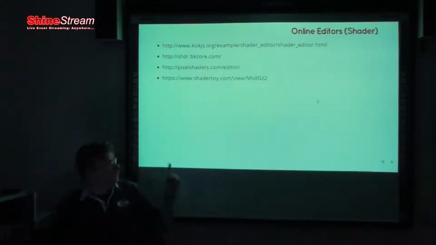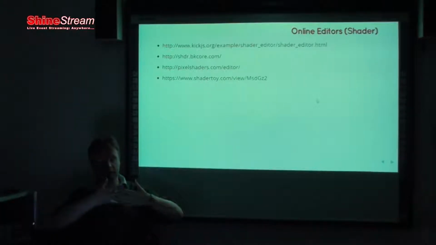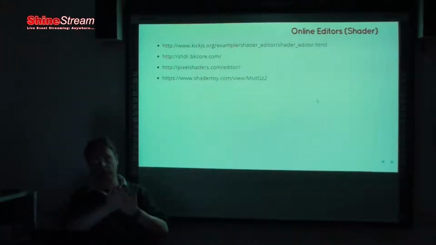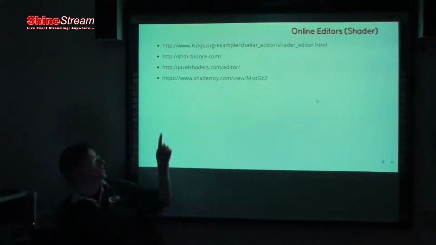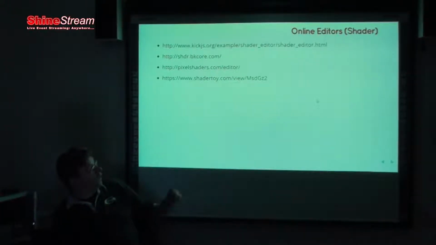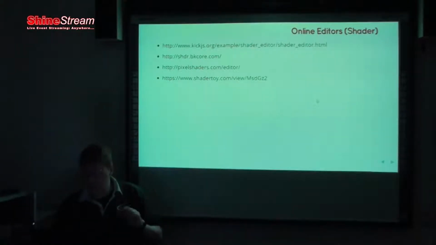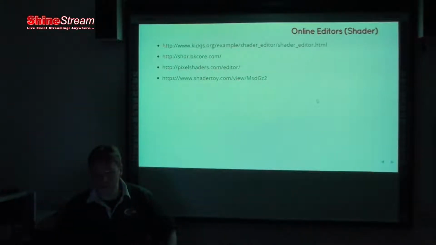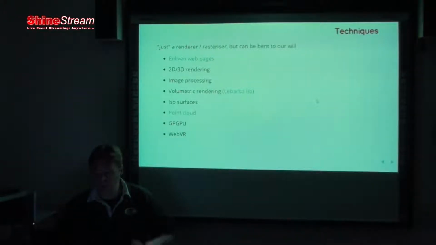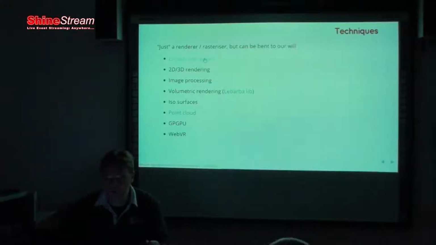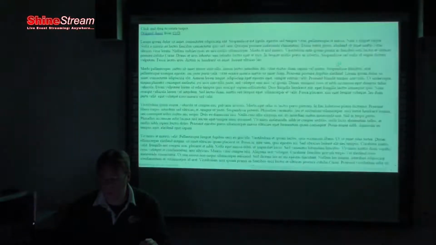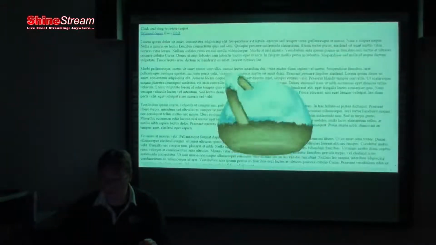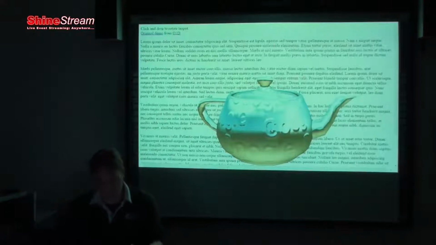Again, online editors. Now these are specific to just two-dimensional editors. So if you want to do shading or procedural textures, things like that, these are very useful editors to use. They also have a lot of examples online, some of which are absolutely mind-bending. The stuff they can do within a couple of hundred lines of code within the shader is actually quite amazing. Right, various techniques. Let's have a look. So, as I said before, it's just a renderer, but you can do all sorts of wonderful things with it. You could, if you wanted to, add a teapot to your web page.